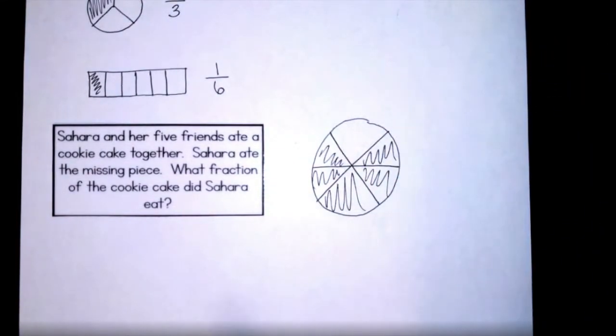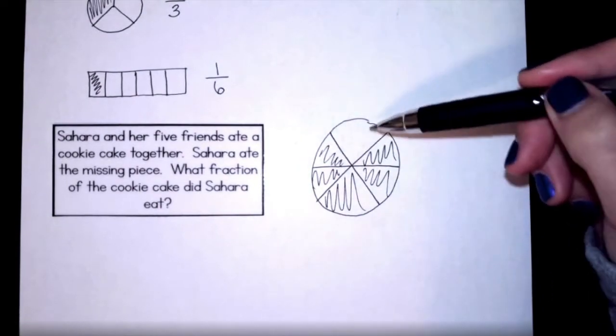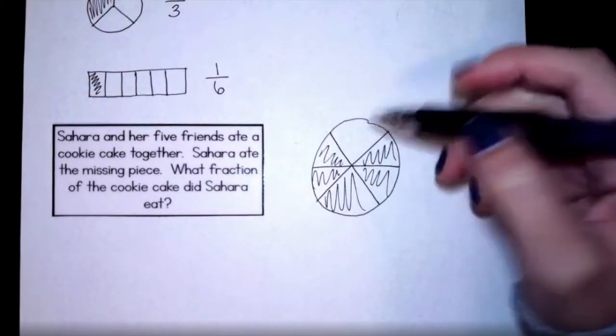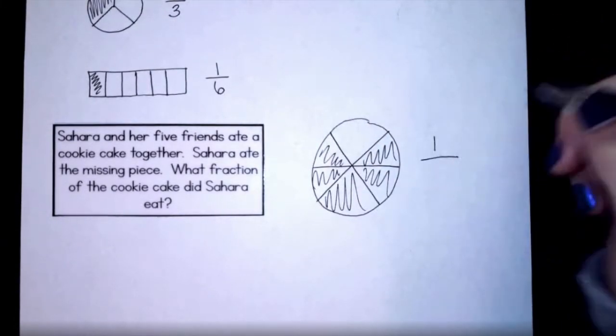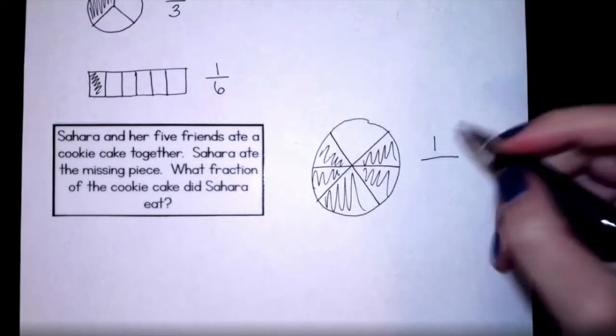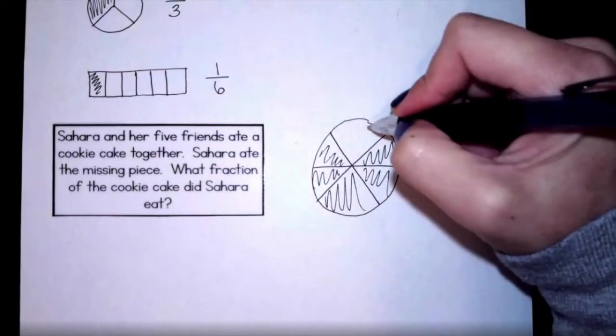Right? So I left this one blank because this is the one that Sahara ate. It's gone. Okay? So if I were looking at this, what fraction of the cookie cake did Sahara eat? So I want to know which one she ate. So she only ate this one piece. So that's 1 out of, remember, there's 1, 2, 3, 4, 5, 6 pieces. 6 pieces, okay? And remember, she ate this one.